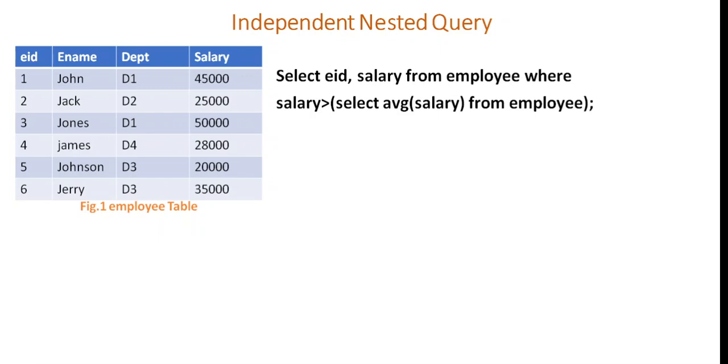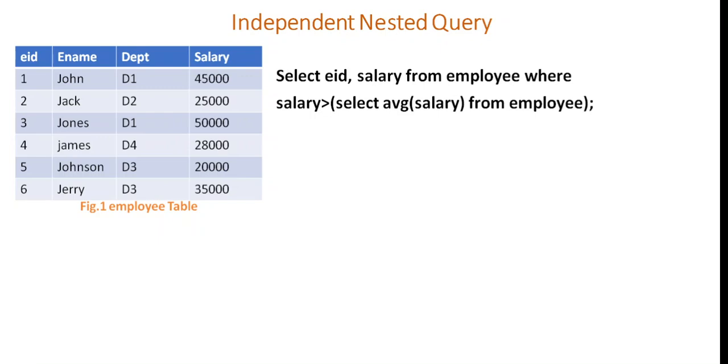I want to display data for those employees whose salary is greater than the average salary of all the employees. So first I'll find out the average salary, and then I'll compare the salary of each employee with that average salary. And if the salary of an employee is greater than the average salary of all the employees, then I'll put that row in the output table.